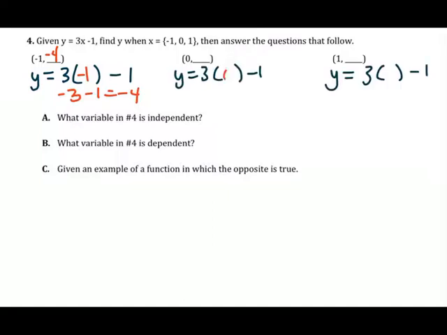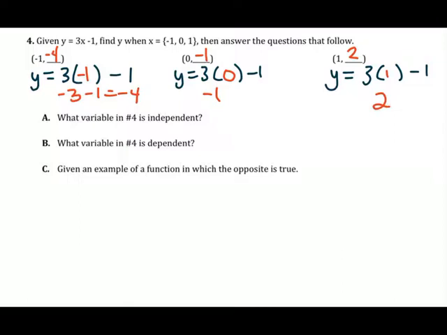So y equals 3 times 0 minus 1. 3 times 0 is 0. Minus 1 is -1. And then the next one, y equals 3 times 1 minus 1. Well, that's going to be 2. 3 minus 1 is 2. So each of these can be written as an ordered pair. The x value was the input. The y value was the output. The x value was the number we were told to plug in. The y value is what happened when we plugged in that x value.